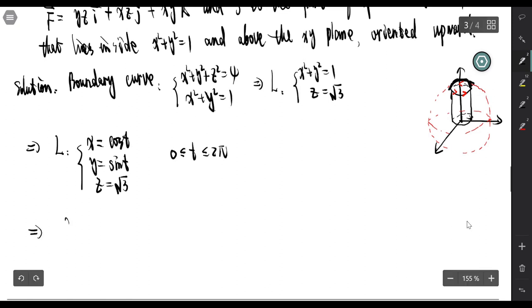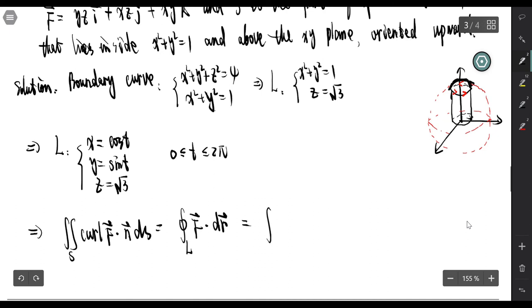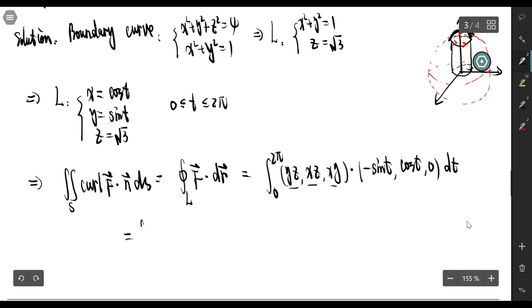So by Stokes theorem, the integral on S of curl F dot n dS is the line integral on L of F dot dr. We don't need to calculate the curl of F. For the line integral on L, that is from 0 to 2 pi, F is yz, xz, and xy, dot dr. dr is negative sine t, cosine t, and 0, then dt. And we use the parametric equations for x, y, z.